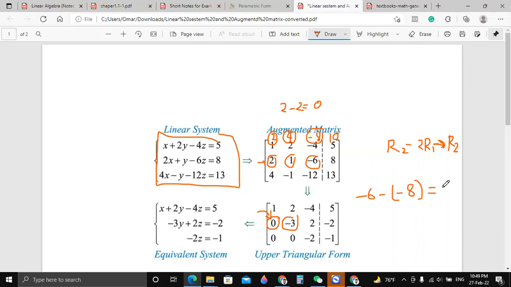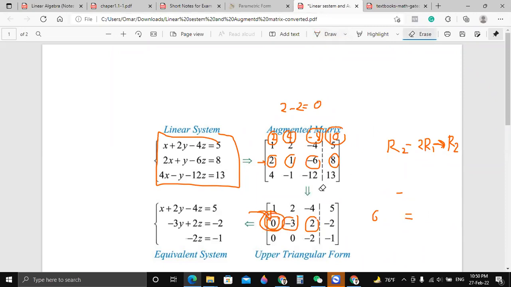Sorry, minus 6 minus, minus 8 will be minus 6 plus 8. Minus and minus, they will make plus. So minus 6 plus 8, that is plus 2. That's why it is plus 2. And then 8 minus 10, that is minus 2. Okay. So this way we can get a 0 here.